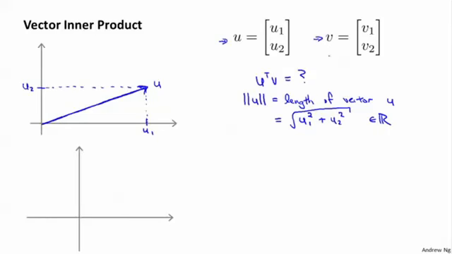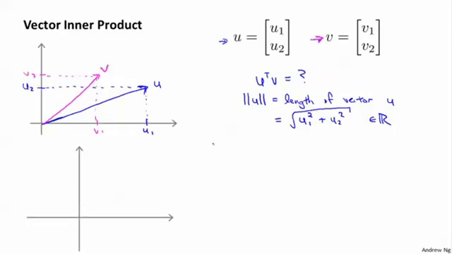Now, let's go back and look at the vector v, because we want to compute the inner product. So v will be some other vector with some value v1, v2, and so the vector v will look like that. So we'll draw v like so.